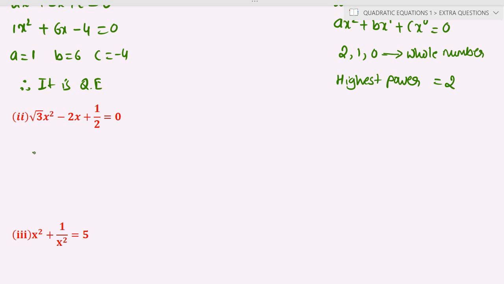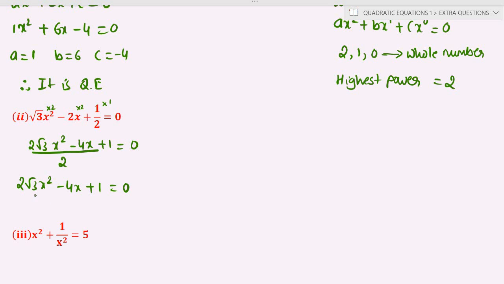Here let us take the LCM first. What is the LCM? 2 here, and I need to multiply with 2 here with 1. See what happens? 2 root 3 x square minus 4x plus 1 is equal to 0 into 2, which is 0.